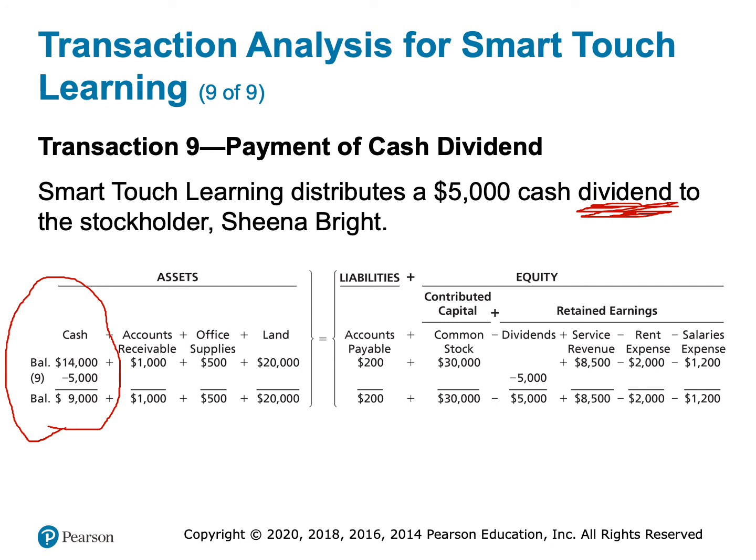And then over here under retained earnings, we're going to reduce dividends. Remember, dividends fall under that retained earnings arm of equity, and they reduce. We're essentially paying out of our savings account. So we're going to reduce dividends by $5,000, and we reduced cash by $5,000. So the equation is still in balance.